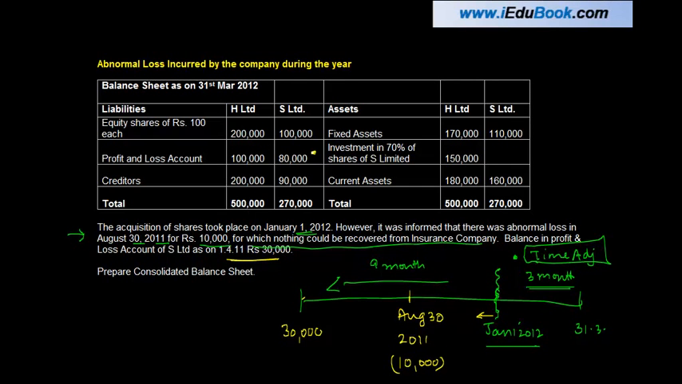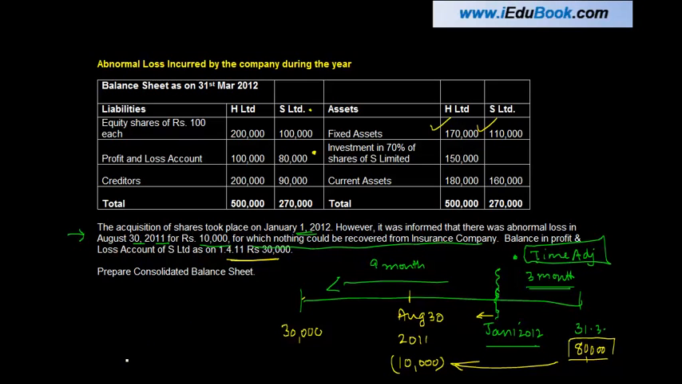What is the closing balance? Closing balance of S Limited is 80,000. Now obviously this closing balance has been arrived at after reducing this abnormal loss. So to give the correct impact of this, we need to make an adjustment in our AOP, which we will see in the AOP segment. But before that, let's just quickly draw up the balance sheet and other stuff.